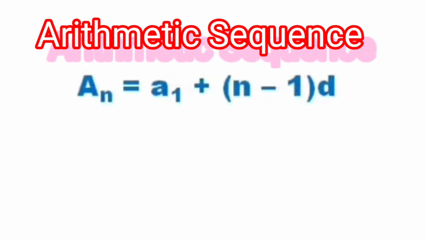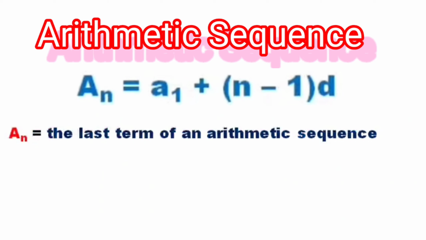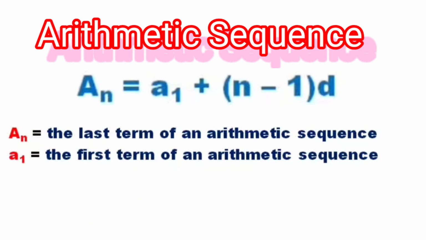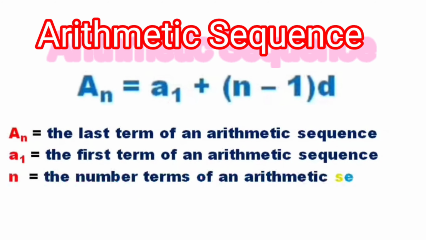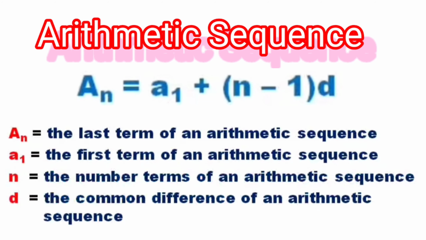This video is a supplementary video on learning arithmetic sequence. You will learn how to evaluate all variables in an arithmetic formula, such as a sub n, the last term of an arithmetic sequence, a sub 1, the first term of an arithmetic sequence, n, the number of terms, d, the common difference of an arithmetic sequence. Let's go! Watch and learn the step-by-step video presentation.